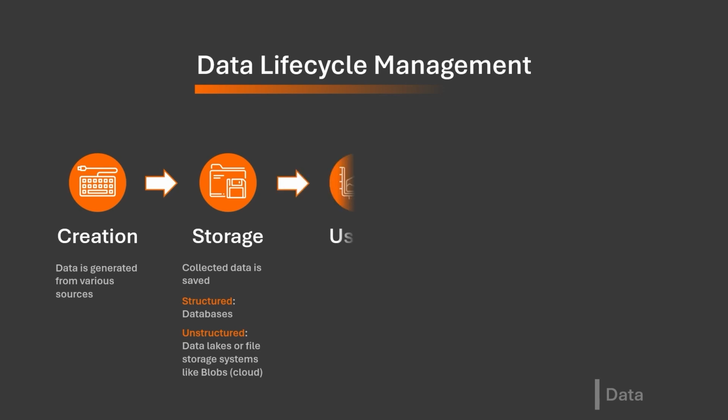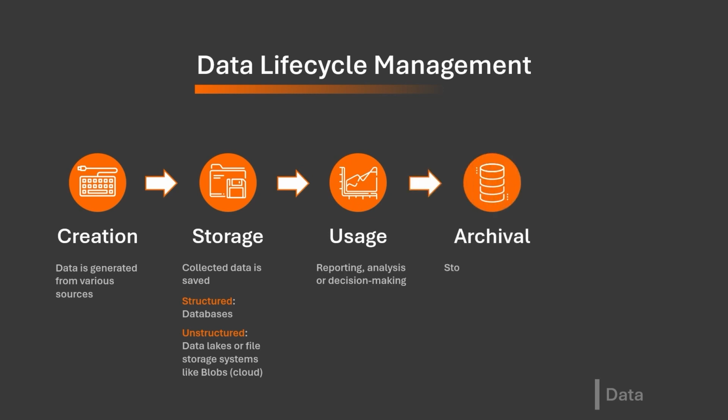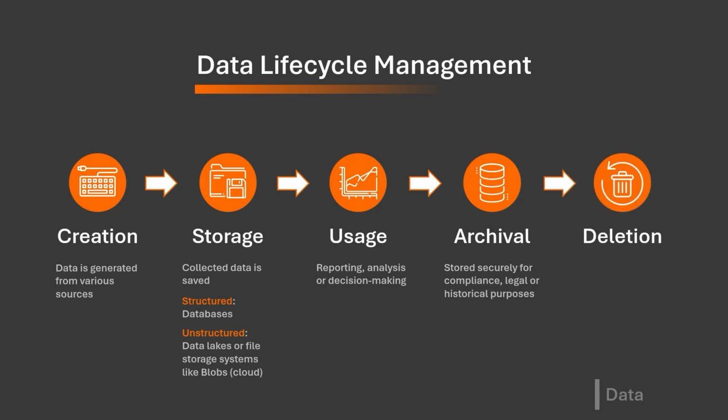Then comes data usage and sharing. This is where the stored data is accessed for reporting, analysis, or decision-making, allowing businesses to gain insights and drive actions. Over time, data that is no longer needed for daily operations moves into data archival, where it's stored securely for compliance, legal, or historical purposes. Finally, when data is no longer useful or legally required, it goes through data deletion, ensuring secure removal to free up storage and reduce risks. By following this life cycle, businesses can maintain control over their data, ensuring it remains both valuable and compliant.